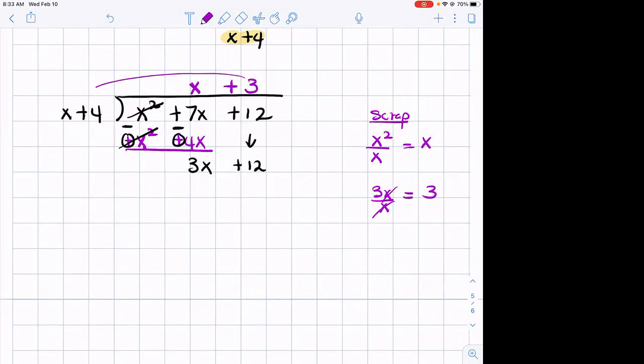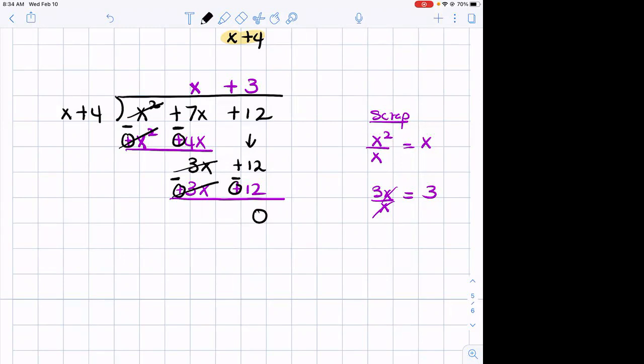And then I distribute again, 3 times the x, 3 times the 4. By doing this, 3 times x I have 3x positive, and 3 times 4 I have positive 12. Don't forget, you have to change those signs to the opposite. So positive 12 minus 12 is 0. My plus 3x and minus 3x is cancelled. And there's nothing else over here to bring down, so that's the end of my problem.